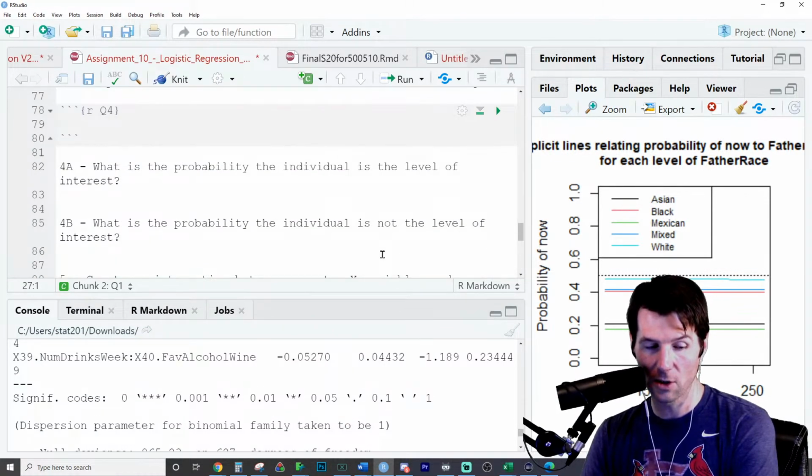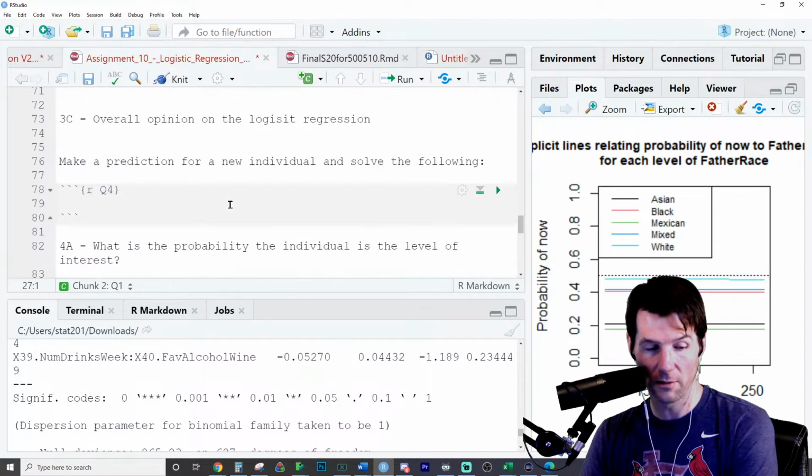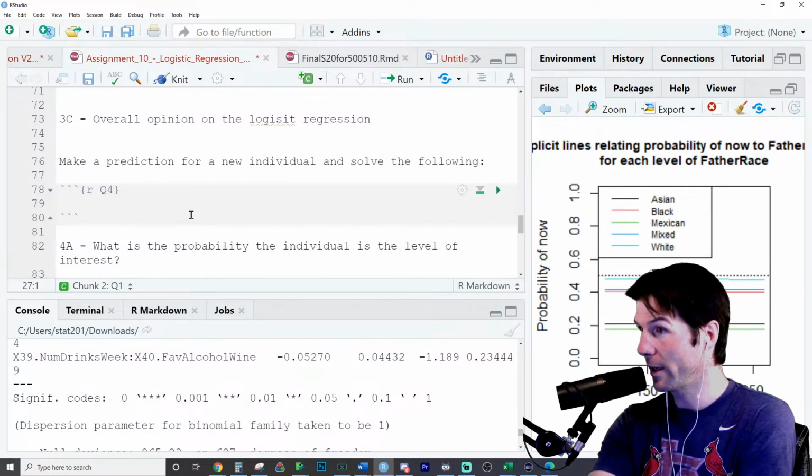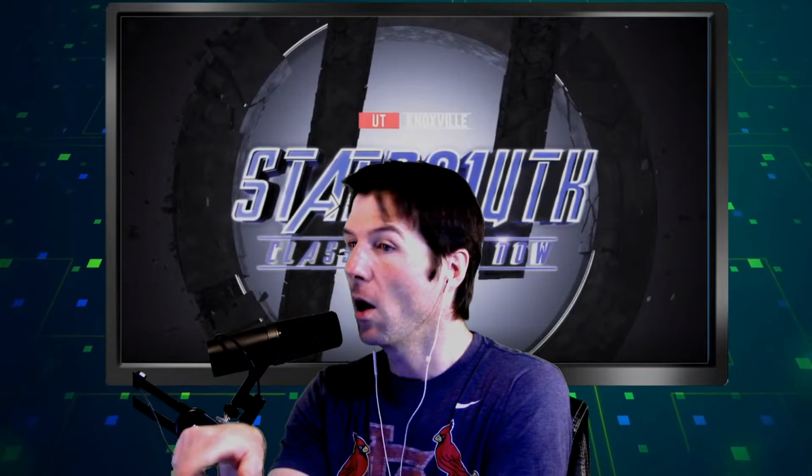And I might switch back to the previous model. What is the probability the individual is the level of interest? Yep. Make a prediction for a new individual and solve the following. Let's take a look at number 4. Okay, we're going to look at number 4 right here with making predictions with logistic models. This is something we talked about in class today. We can also do it with the code. You can solve it out by hand. We did a lot of solving by hand today. Or you can solve it out with the predict function, which makes life way easier. Let's look at that.